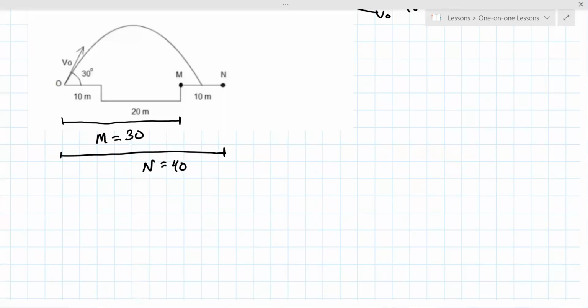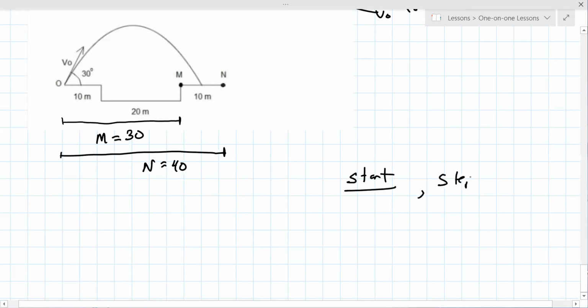So we're looking for M and N. We are trying to find the velocity, but what I'm trying to get you to do is start. I'm asking you to take a step. What I mean by that is you've got to try something. Try to find the time. We would like to find the time. So let's see if we can find the time.